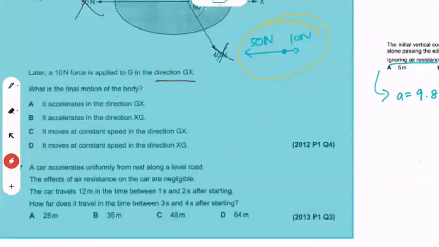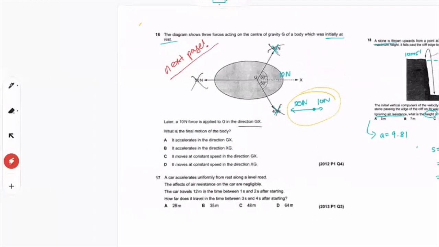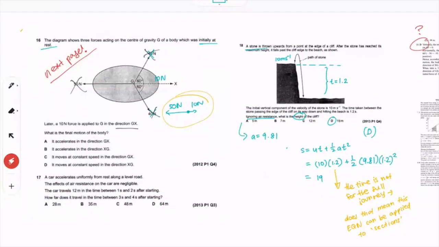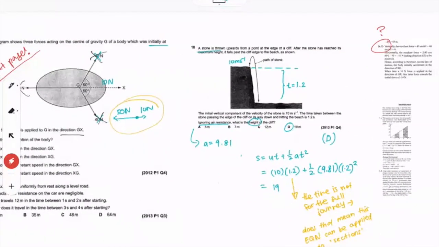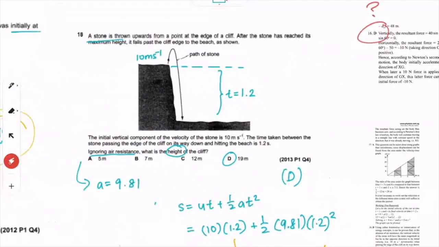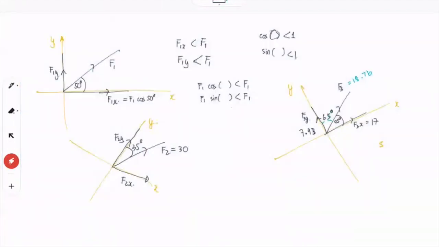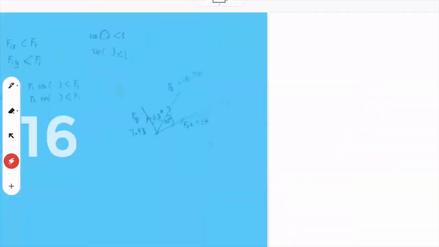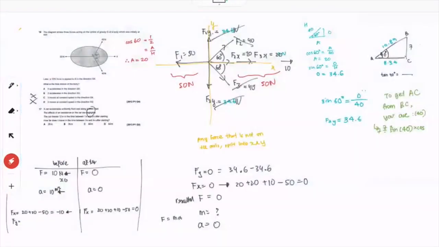Okay. Yeah, this is how you can do it quickly. Which one do you have difficulty with? 16 no problem, right? 16 is easy. This is the thing. That's it. For 18, right? 18.